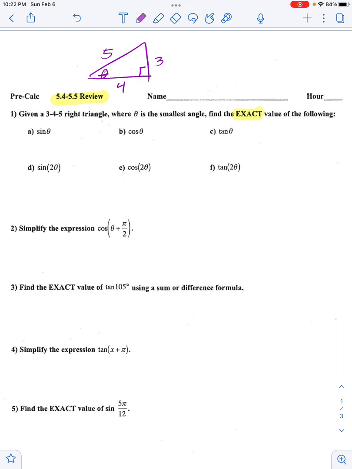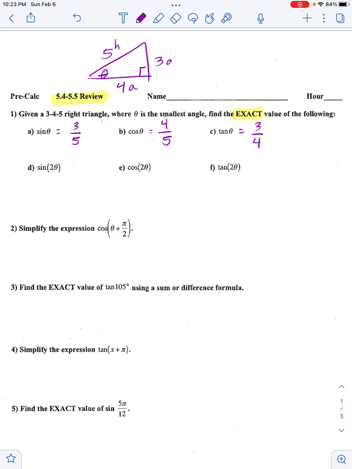So if you label your triangle, this is going to be opposite, adjacent, and hypotenuse. So the sine is going to be opposite over hypotenuse. Cosine is going to be adjacent over hypotenuse. And tangent is going to be opposite over adjacent. Since we weren't given a quadrant, we just assume that all of them are positive.